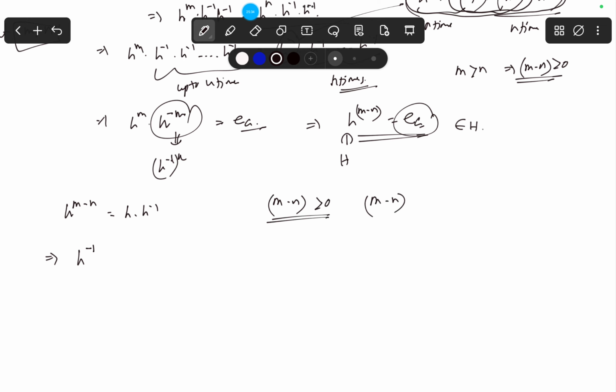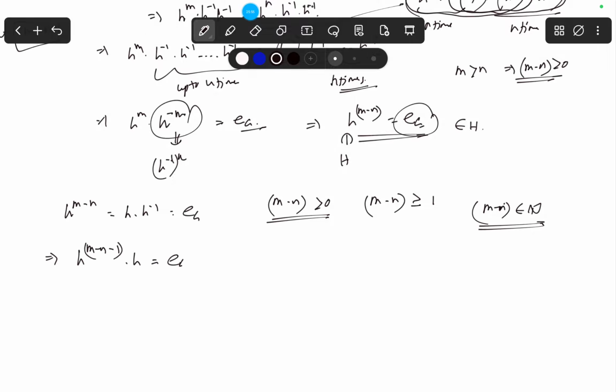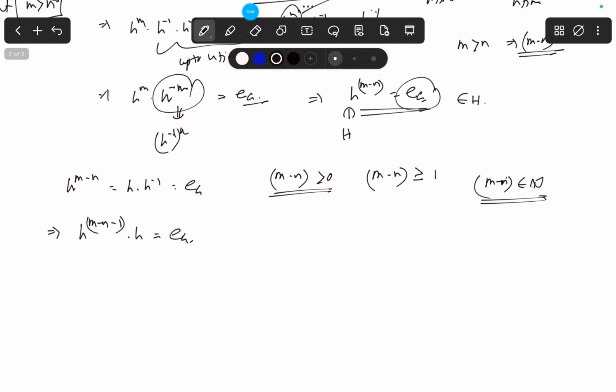That means m minus n is greater than or equal to 1, and of course m minus n must be a natural number, right? Now we have H times H inverse is basically the identity. Now what can you write here? You can write m minus n minus 1 times H is basically E of G. Alright, so then we basically get that H power m minus n minus 1 is the inverse of H in capital H or in G.